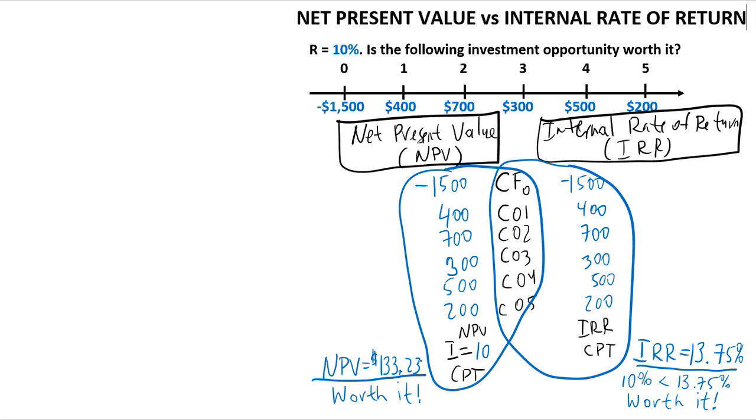So you see how the two approaches have a lot in common in terms of how we do the calculations. And whenever the NPV is a positive number above $0, we are going to get the internal rate of return above the return that's required, which is typically given. That's the connection between the two approaches.